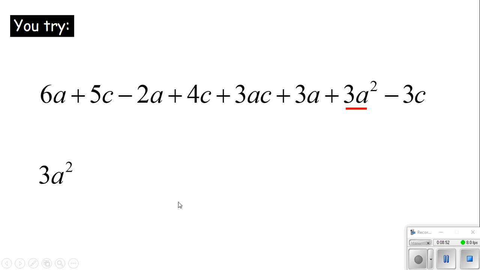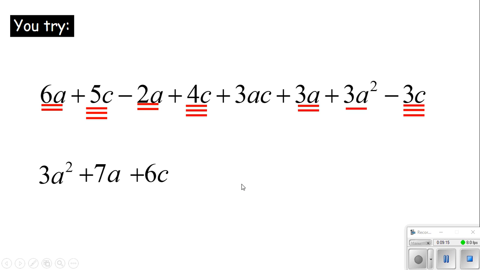Next, we go to just letter A. We have 3 terms that end in a: 6a minus 2a plus 3a. 6 minus 2 plus 3 is going to be 7, so we have 7 a's. There's no b's, so we move on to the c's. We have 5c plus 4c, that's 9c, minus 3c will give us 6c.